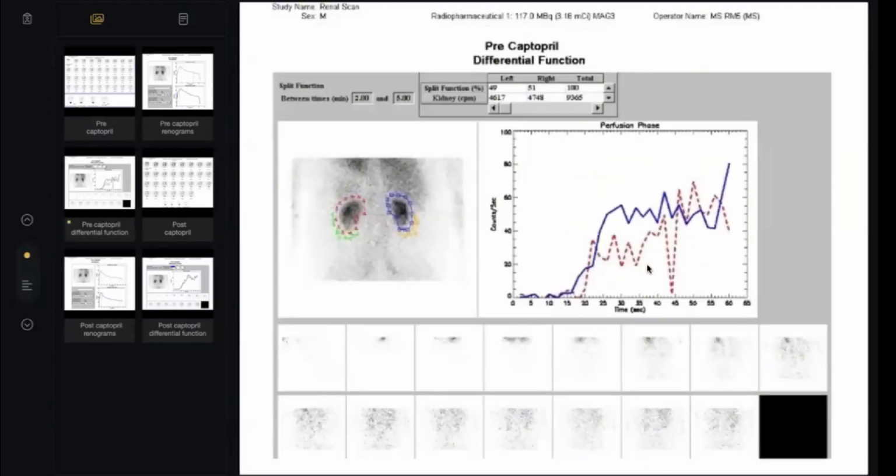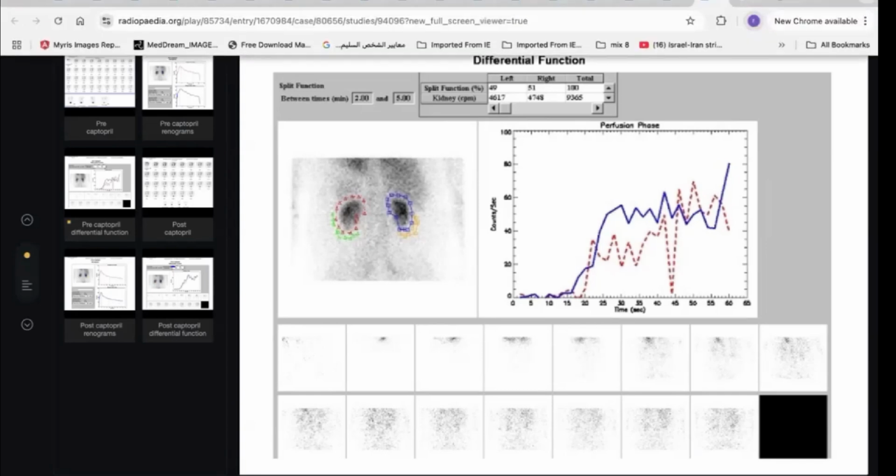Even here, this is the differential or split kidney function. What happened here? One kidney is 51, the other one is 49. The difference between both of them should not be more than 10. My colleagues, this is the normal MAG3.